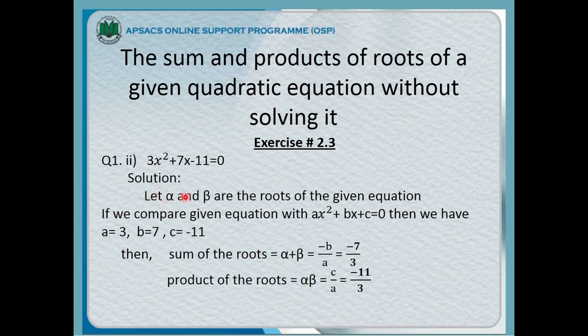So we consider alpha and beta are the roots of the given equation, and if we compare the given equation with the standard form of quadratic equation, we will get the values of a, b and c. So by putting the values of a, b and c in the formulas of sum of the root, that is alpha plus beta, we get alpha plus beta is equals to minus 7 upon 3, and by putting the values in the formula alpha beta is equals to c upon a, we get alpha beta is equals to minus 11 upon 3. Hope you understand this question.